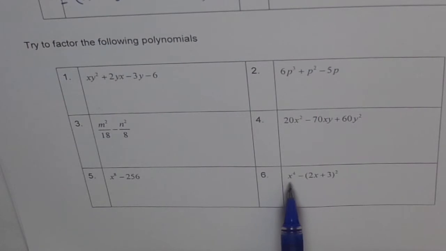This is kind of a square minus b square. What is a here? A is x square, correct? And b is 2x plus 3, which will help you to solve this problem also.